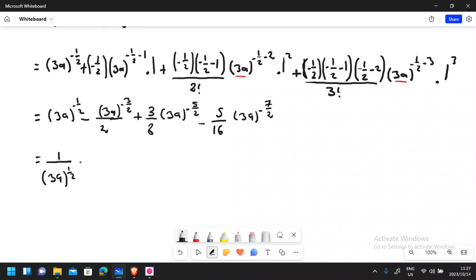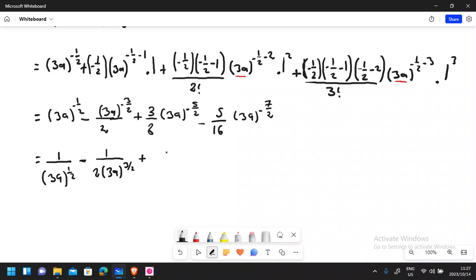So minus, we have 2 here. So it's going to be 1 divided by 2, and then we have 3a to the power of 3 over 2. Now this 3 over 2 is positive because that 3a is on the denominator now. Then we say plus, right?